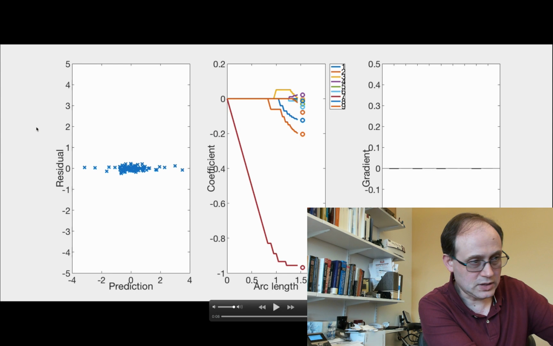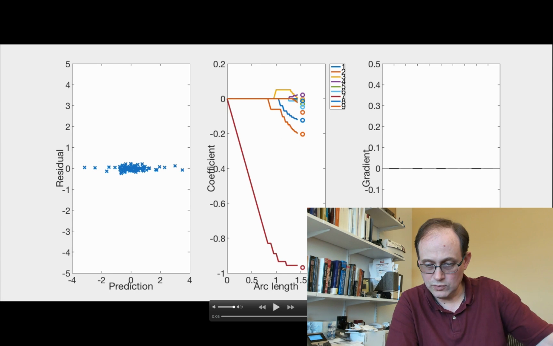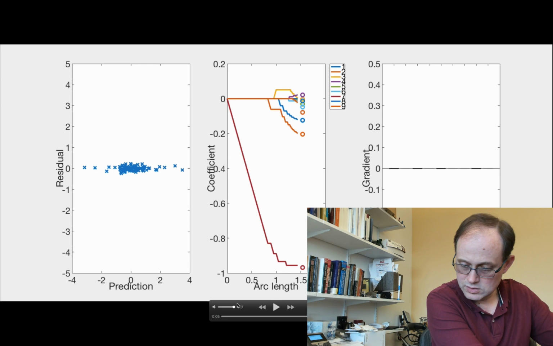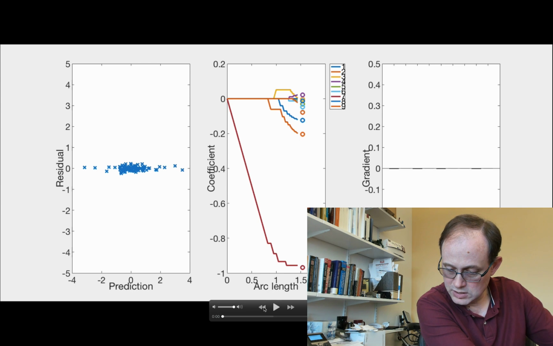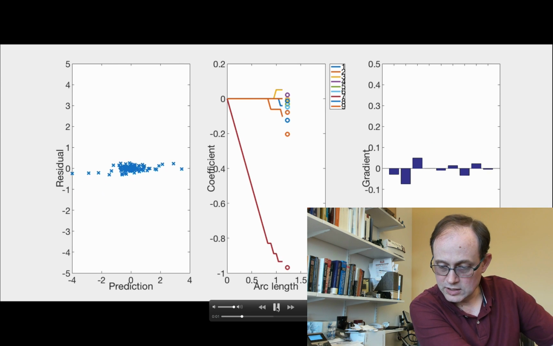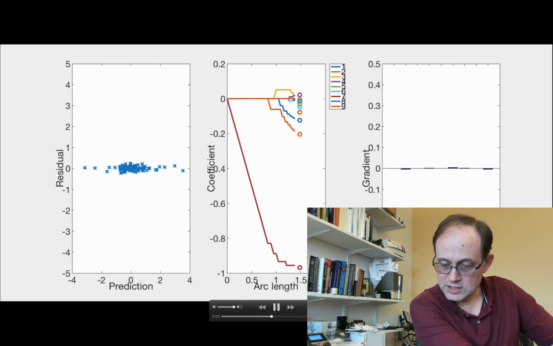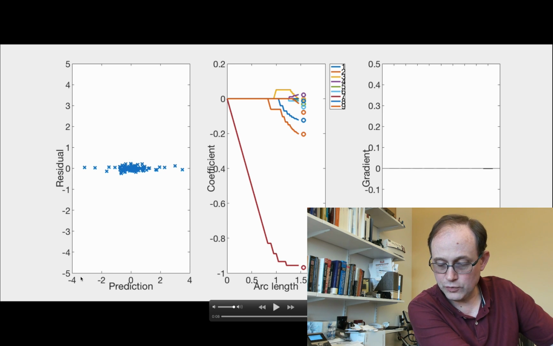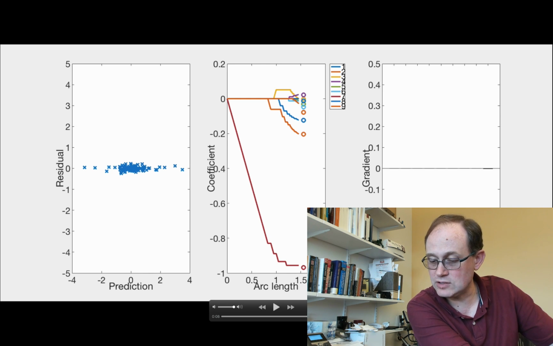All right, so if we run it, let's go back to the beginning and play it again. You see what's happening here. What I've got over on the left is a residual plot. I predict a value y hat, and here's y hat minus y, so we would like the residuals to be small. Now that the algorithm is done, all of the residuals are as small as they can get. I'm plotting the gradient over here. This is, for each one of the features, the magnitude and direction of the gradient.